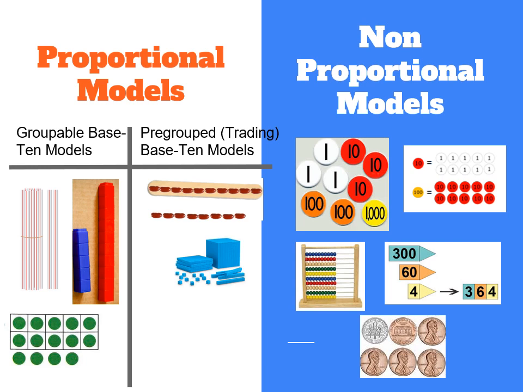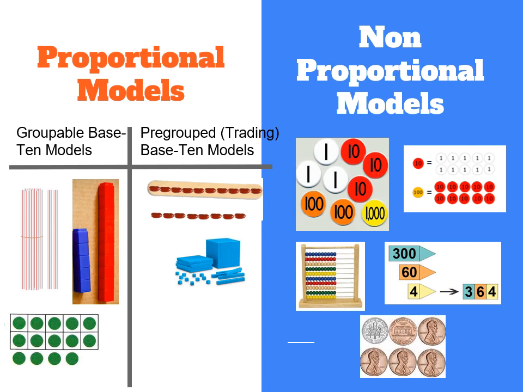Proportional models are models where the 10 is actually 10 times bigger than the 1. In other words, it's proportional. So let's think about these snap cubes that we've used in class. If you think about just one snap cube, and then think about a 10, the 10 is actually 10 times bigger than the 1. So we call that proportional, okay?